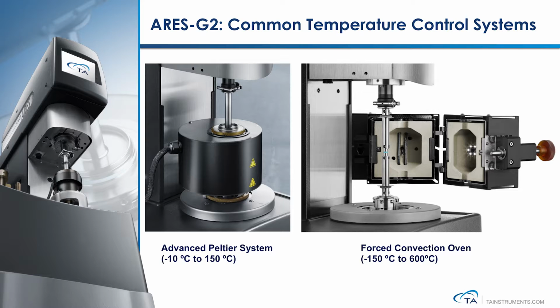The picture on the right side is the forced convection oven, the FCO. The FCO oven provides the widest operation temperature window for the ARES-G2 user, from -150 up to 600 degrees Celsius. Geometries that can be used with the FCO oven include parallel plate, cone and plate, and torsional geometry. The advanced DMA mode geometries, such as tension, 3-point bending, and cantilever, are also used with the FCO.